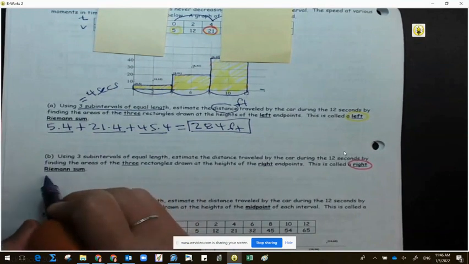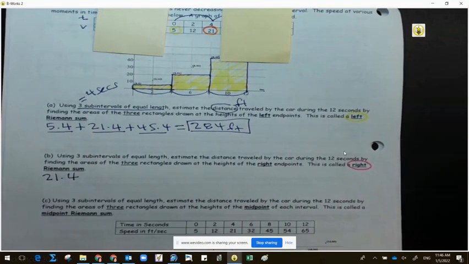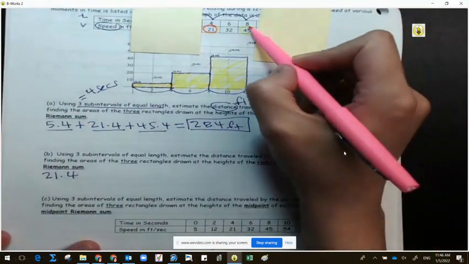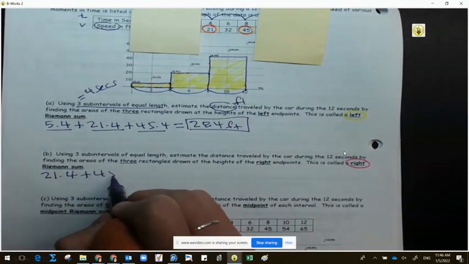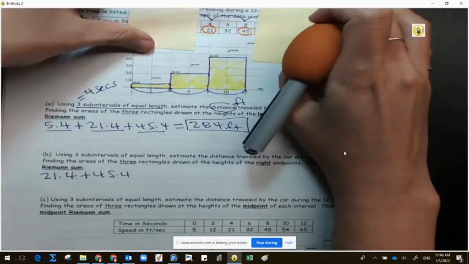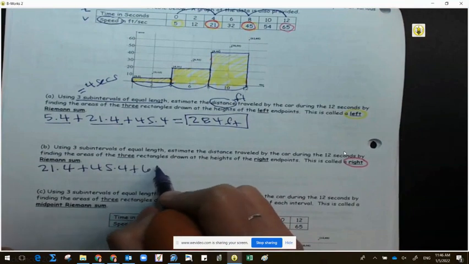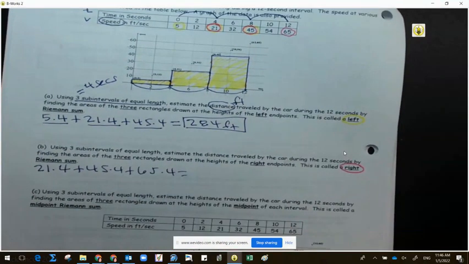21. So let's go ahead and write on here 21 times 4, and again, it's going up by 4 each time. When I go to my second subinterval, what is my rightmost number? 45. So we have 45 times 4. And of course, the last one has what number? 65. So we have plus 65 times 4. Let's type that in.